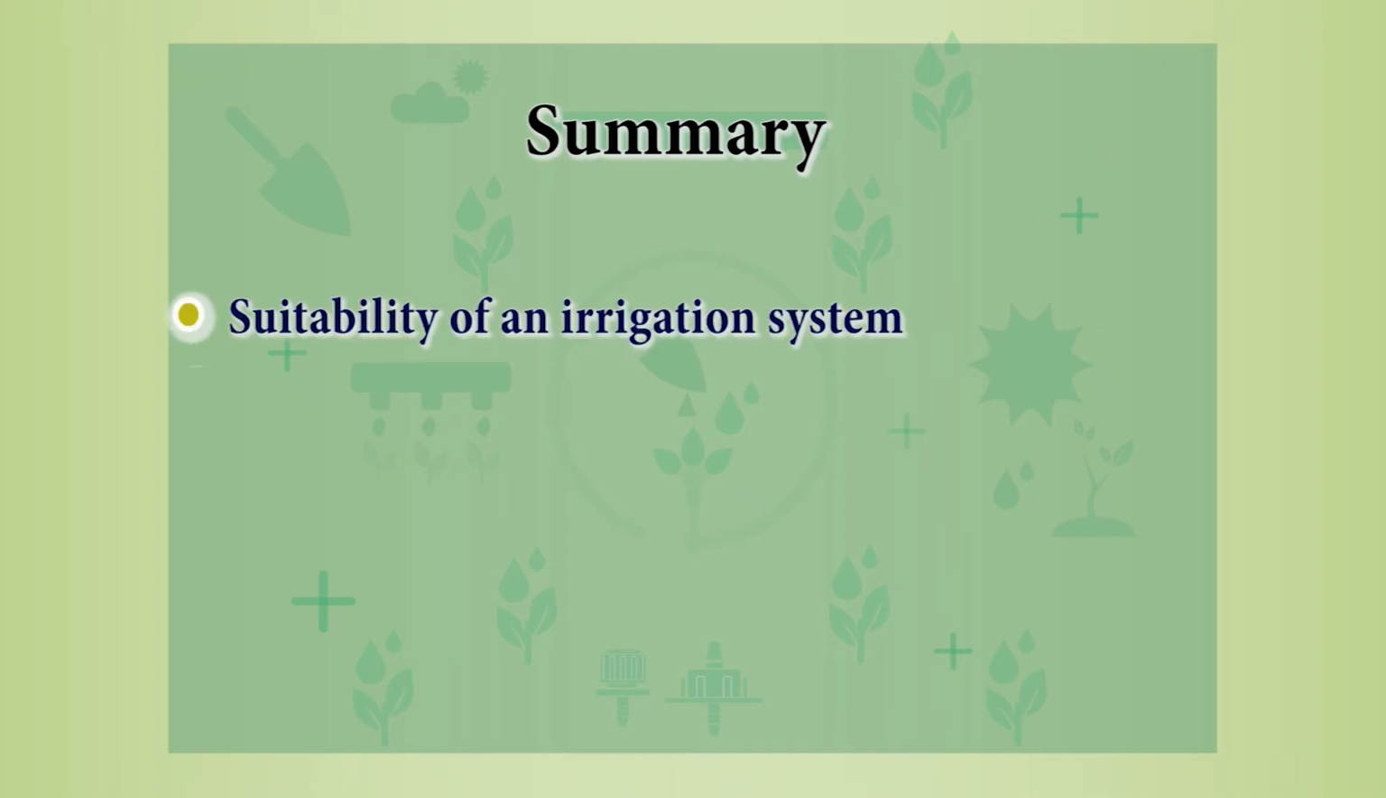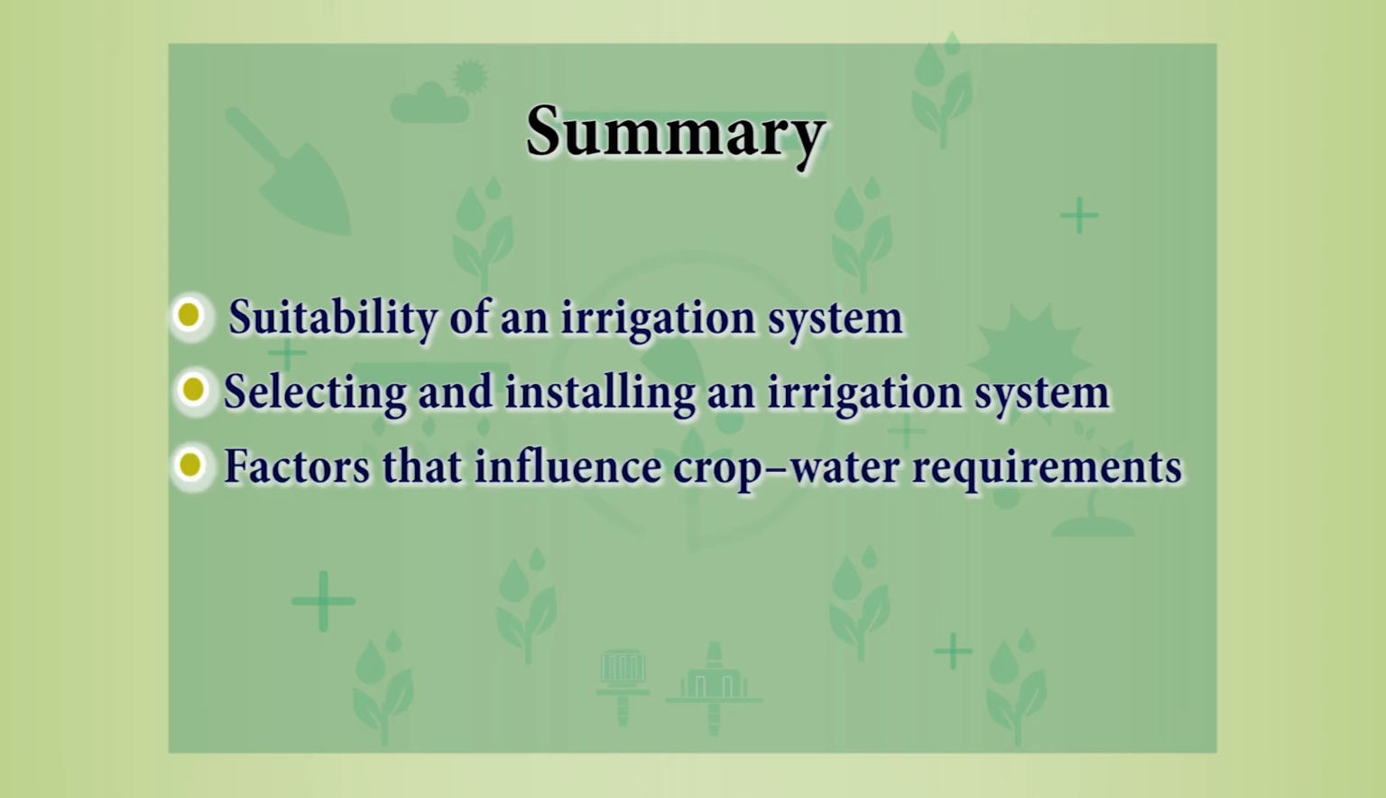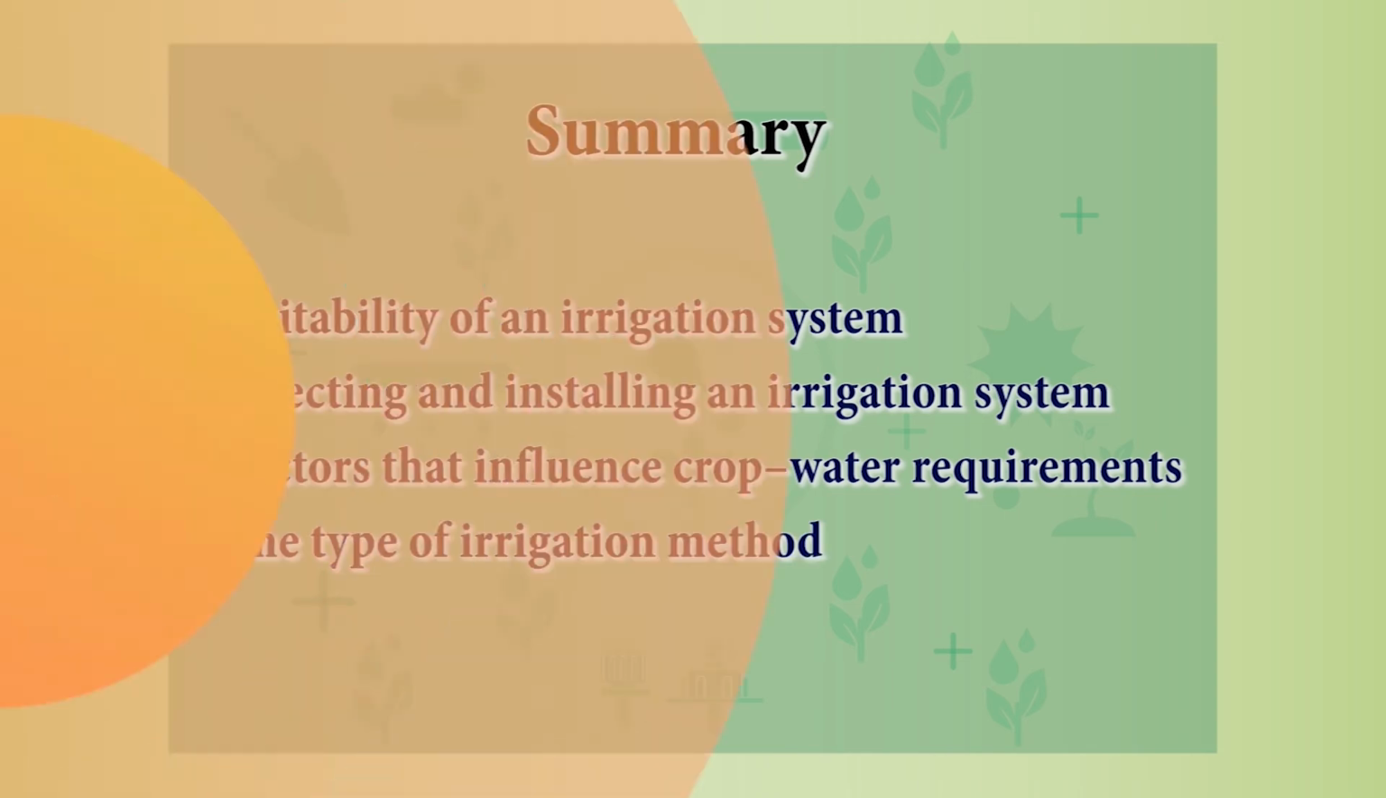Now let us summarize what you have learned in this session. You have learned about the factors that determine the suitability of an irrigation system, various aspects of land gradient that need to be considered while selecting and installing an irrigation system, and the factors that influence crop water requirements and the decision on the type of irrigation method.